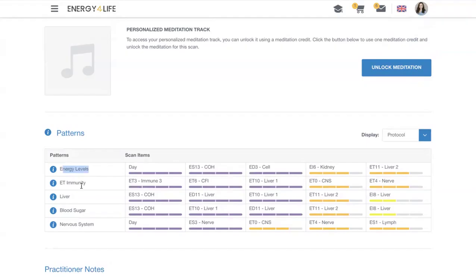So we see energy levels, immune system, liver, blood sugar, nervous system, and the impacts of why this is showing up. Usually, if someone is quite unwell or quite imbalanced, all columns will be purple. So we can say that in this case, it's not so, because there's a lot of oranges popping up. CFI stands for cold, flu, and infection. CNS is central nervous system as well.